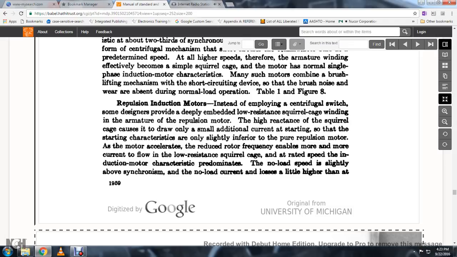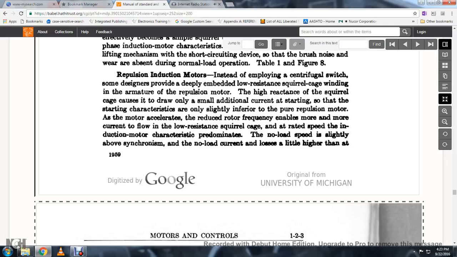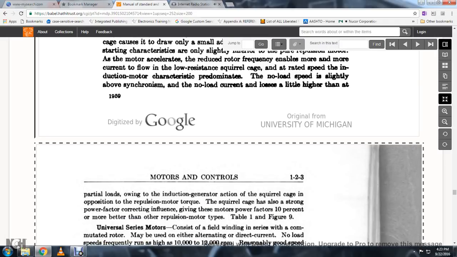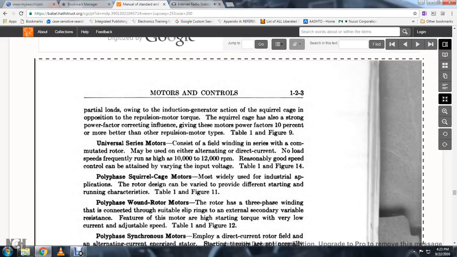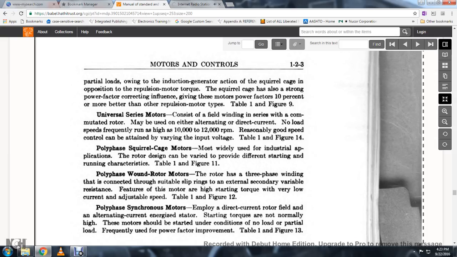The no-load speed is slightly above synchronism, and no-load current flows low. This is a little lighter than at partial loads owing to the induction generator action of the squirrel cage and the opposing repulsion motor torque. The squirrel cage also has a strong power factor correcting influence, giving these motors high power factors, 10% or more better than other repulsion motor types. Table 1, Figure 9.